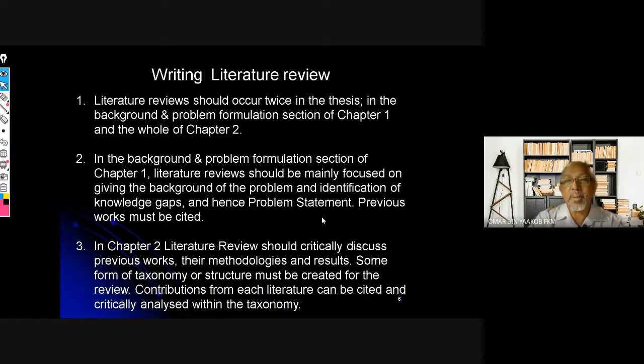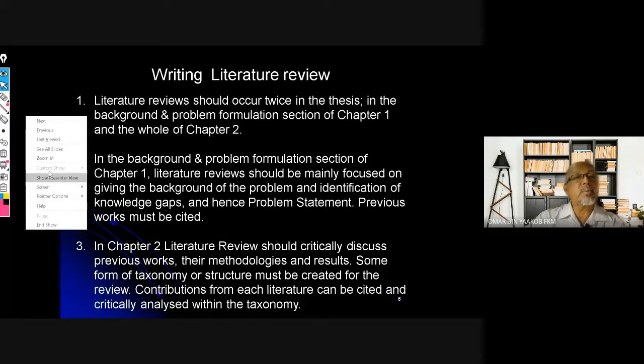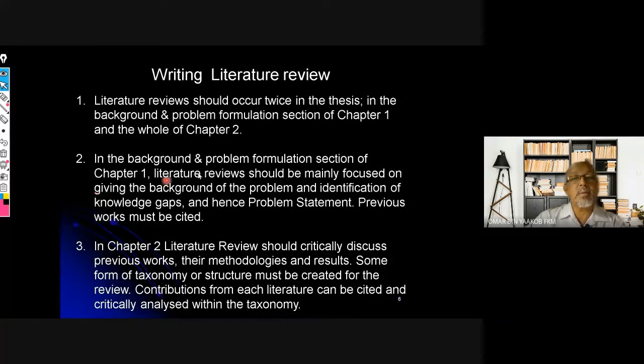So point number two: in the background and problem statement section of chapter one, the literature review should be mainly focused on giving the background of the problem and identification of the gaps, and hence the problem statement. Previous works must be cited. So what you were doing just now was trying to do this, of course without the citations, but later when you write it down, you must write the citation. Just like John did.